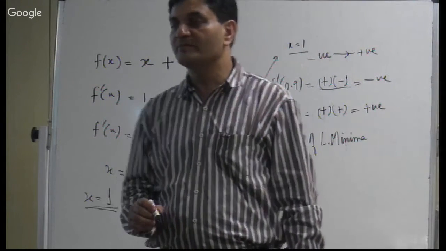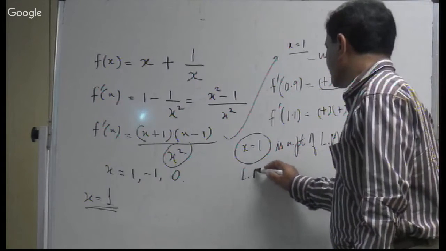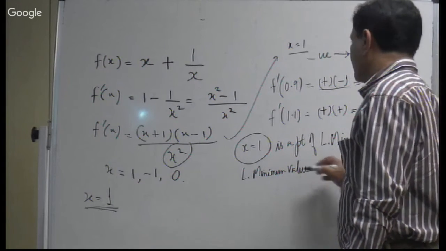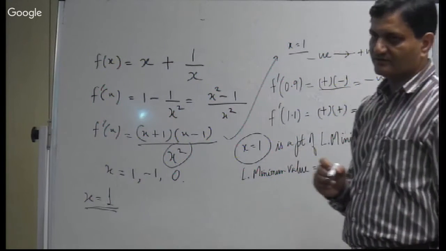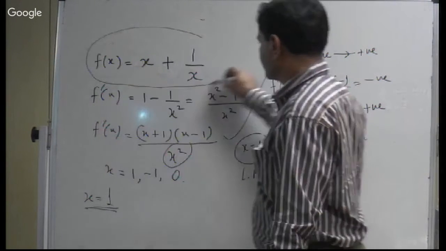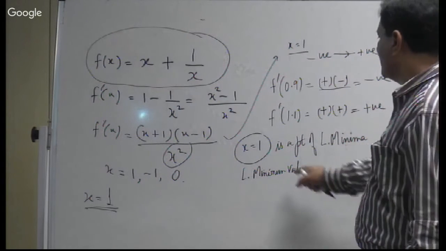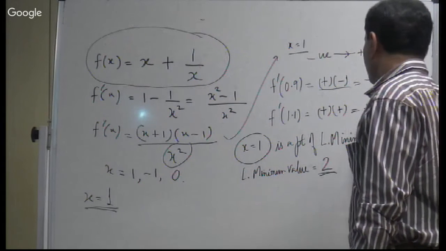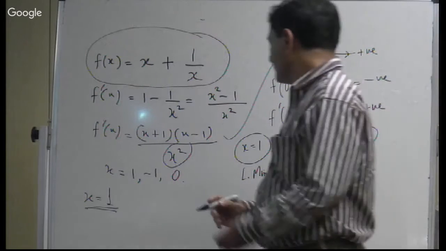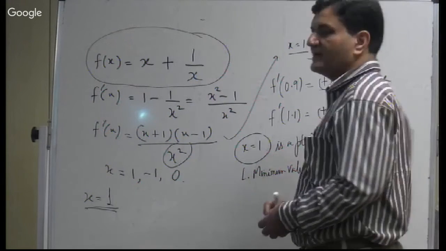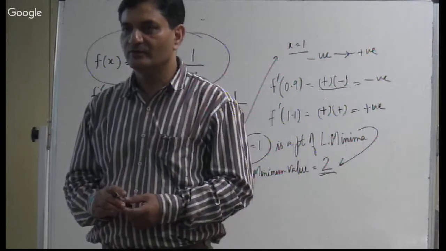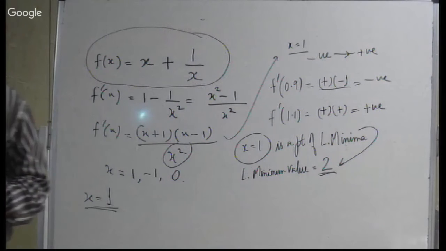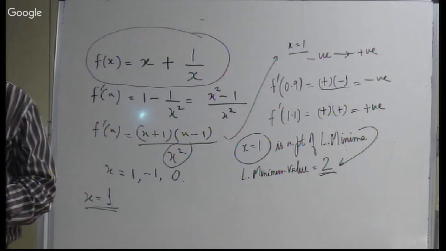And what is the local minimum value? You get the local minimum value by substituting that point in the original function. This is the point of local minima, and when you substitute x equal to 1 here, you get 2. This is the local minimum value. The point of local minima is 1, and the local minimum value is 2. Now similarly you find the other case. See what is happening at minus 1.